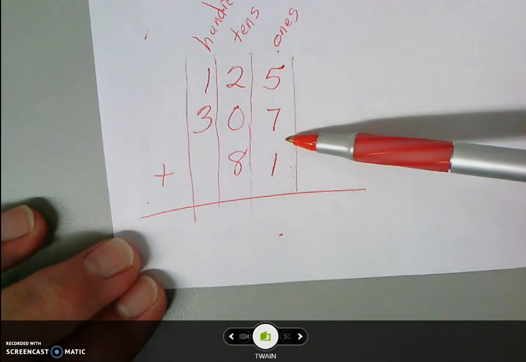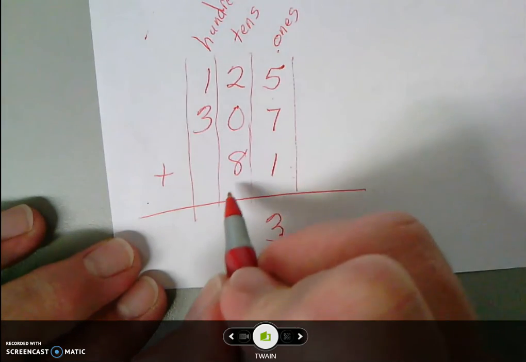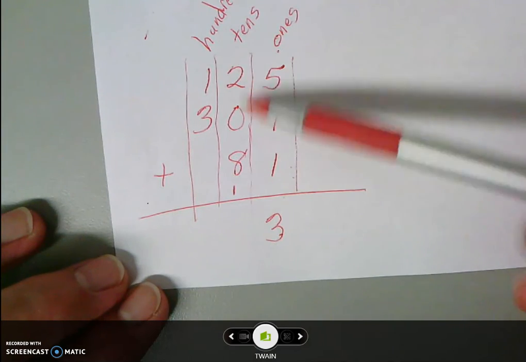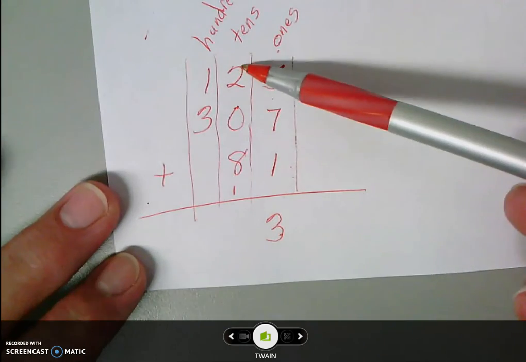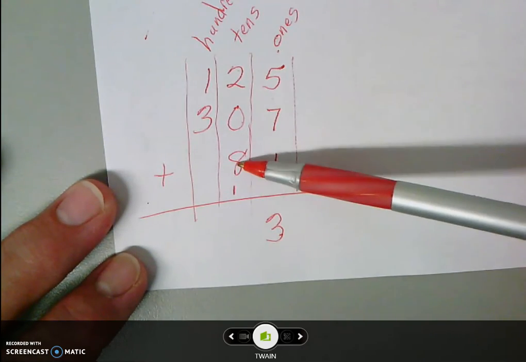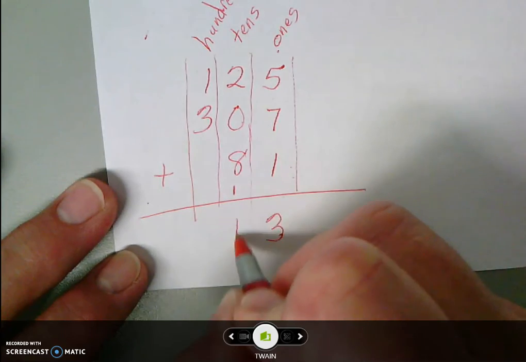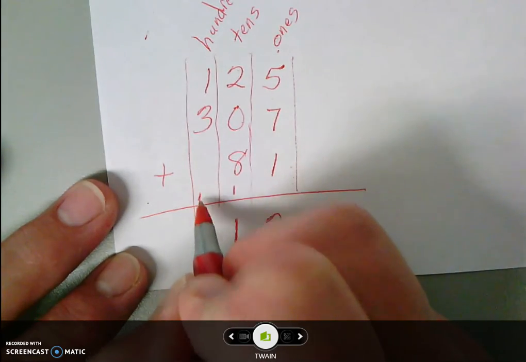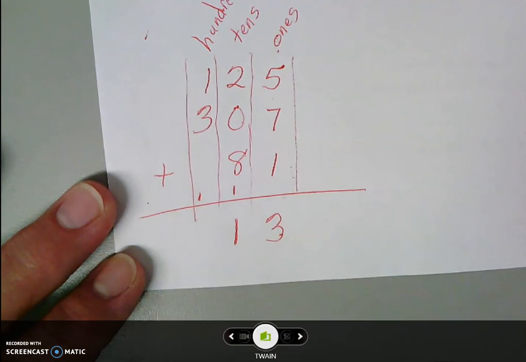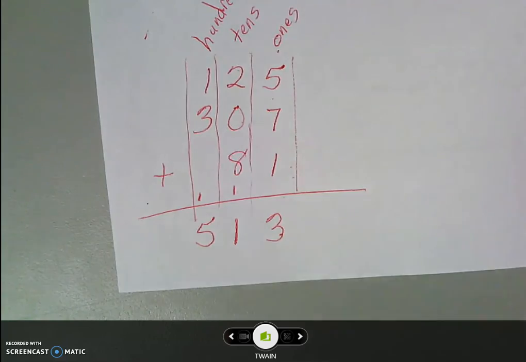So 5 plus 7 plus 1 is 13, so 3, and then I carry the 1 over here, that's an extra dime. Then 2 plus 0 is 0. Or excuse me, 2 plus 0 is 2. And then add on the 8, that's 10 and 11. So I put the 1 here and I carry the 1 over here. And then 1 plus 3 plus 1 is 5. So 513 would be my answer there.